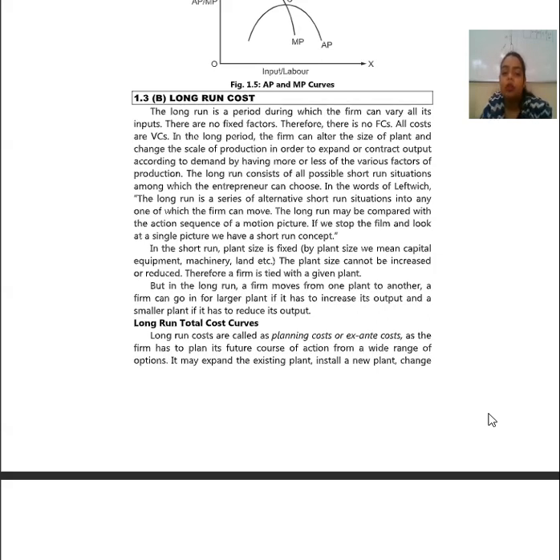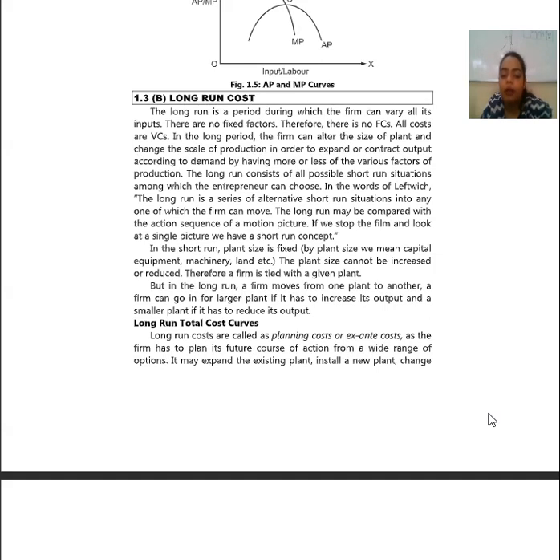In the long period, the firm can alter the size of the plant and change the scale of production in order to expand or contract output according to the demand, by having more or less of the various factors of production. The long run consists of all possible short run situations among which the entrepreneur can choose. In the words of Lefkowitz, the long run is a series of alternative short run situations into any one of which the firm can move.